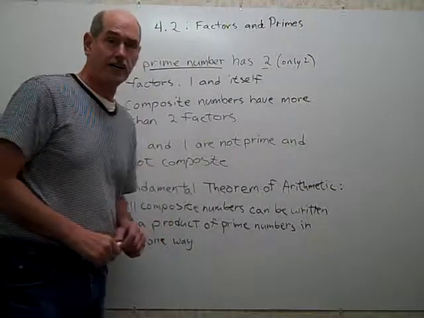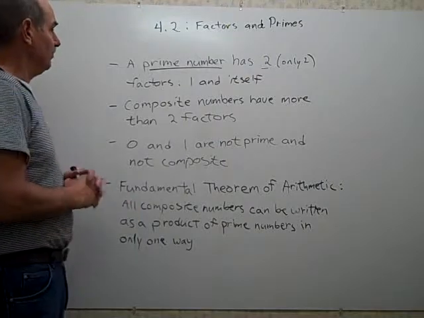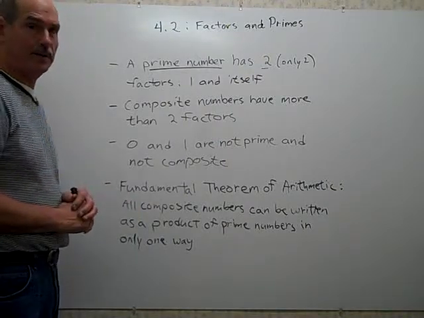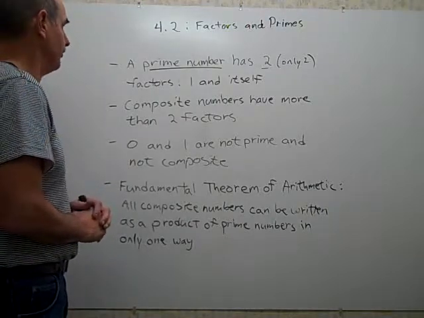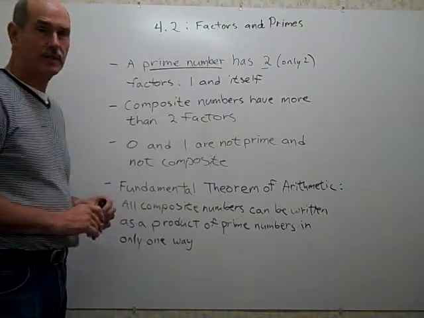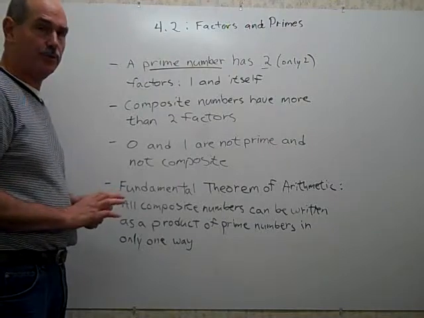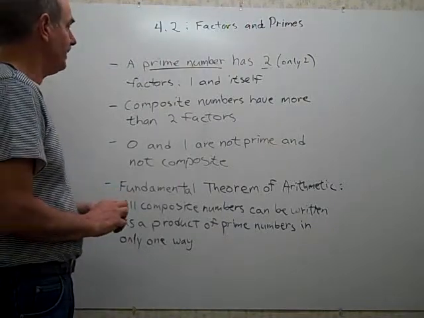Welcome to lesson 4.2 on factors and primes. We're going to start with a definition of a prime number. A prime number is a number that has only two factors, one and itself. The smallest prime number is 2, then after 2 comes 3.